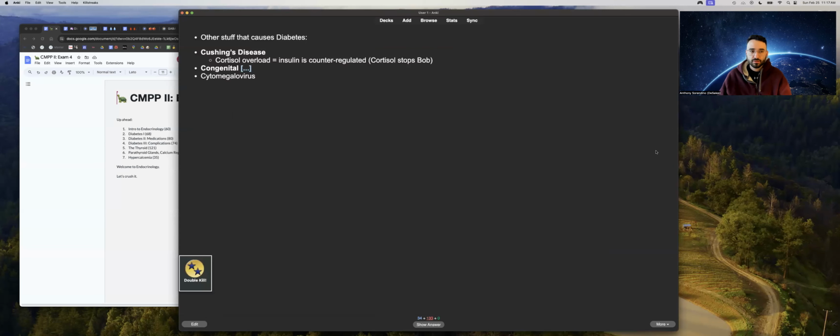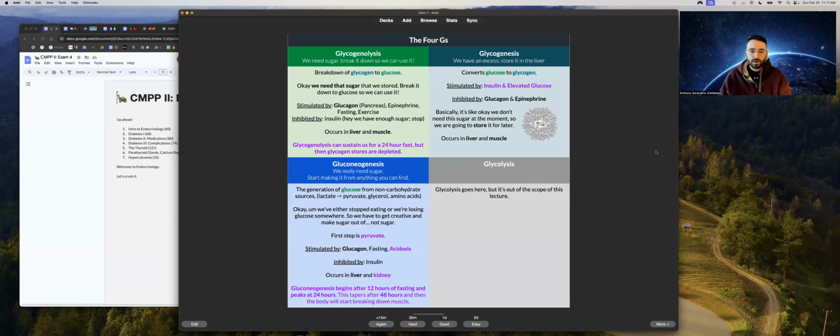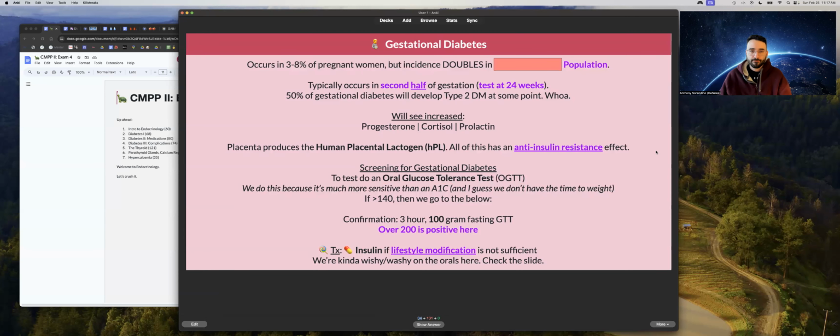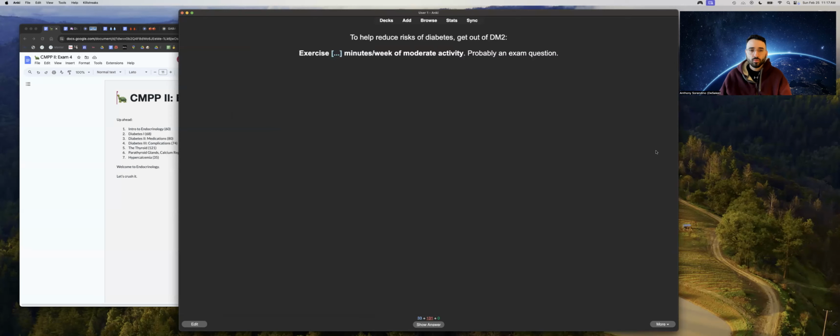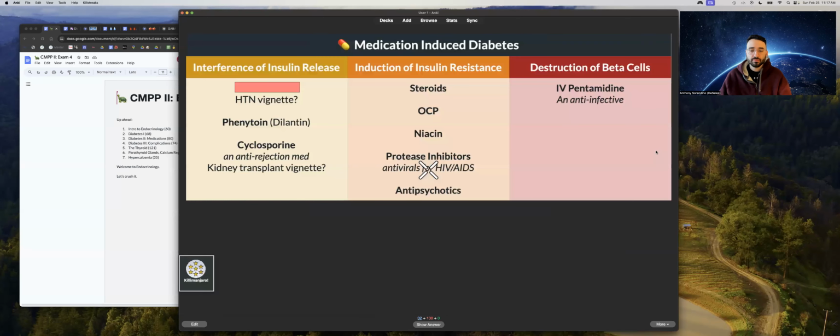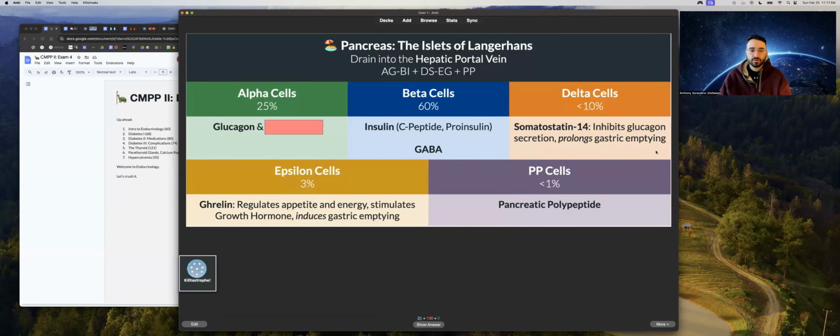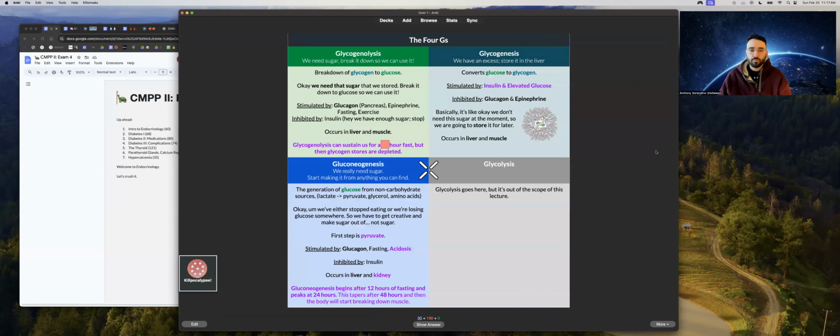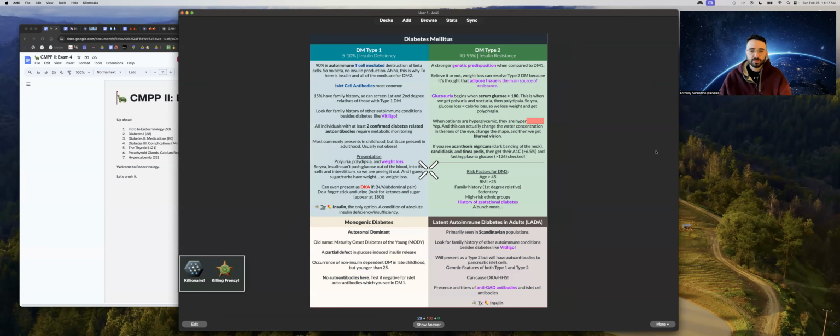OGTT, rubella, pyruvate. 3 to 8% pregnant, but incidence doubles in, is this Native American? Yep. 150. T cell mediated. PCT, thiazides, proglucagon. Come on, let's pick up the pace. Can sustain us for a 24-hour fast.